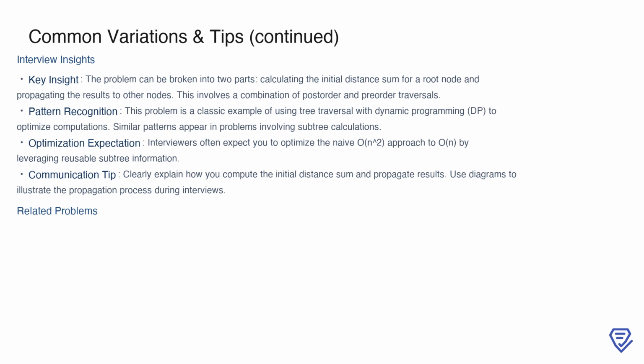Interviewers generally expect you to optimize the naive O(n squared) approach to O(n) by reusing subtree information efficiently. During interviews, it's important to clearly explain your thought process, particularly how you calculate the initial distance sum and propagate results. Using diagrams to illustrate these steps can greatly enhance your explanation and demonstrate your understanding.